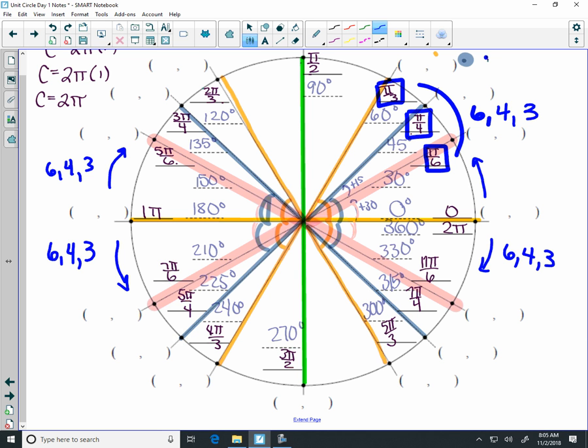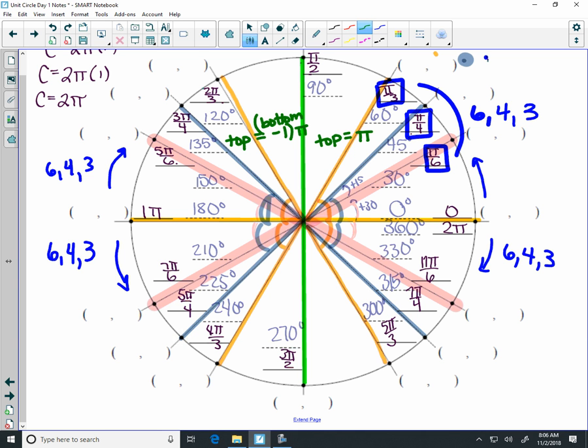A couple other relationships that we usually talk about. In the first quadrant, all of your numerators are pi. In the second quadrant, all of your numerators are 1 less than the denominator. Bottom minus 1 times pi. I don't feel right now putting that pi in here.